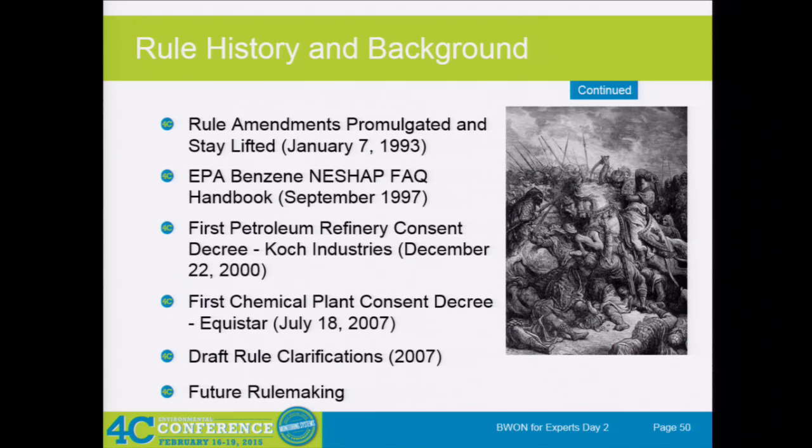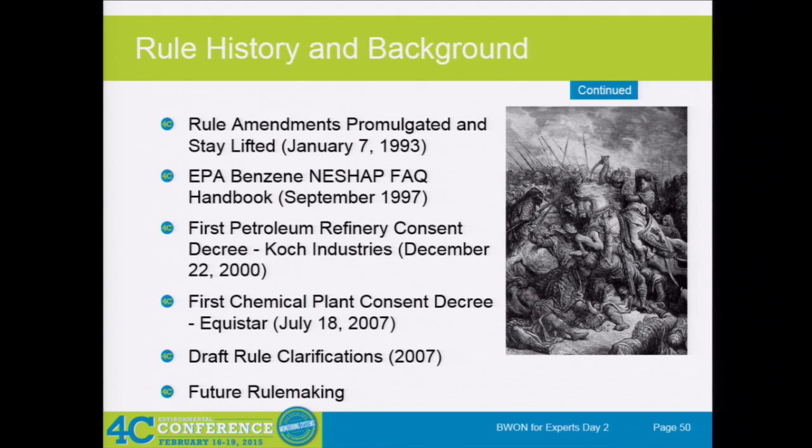And then people still had a lot of confusion, a lot of questions. The BWON rule is pretty poorly written. It's very hard to interpret. And so EPA came out with an FAQ document, which is on your flash drives. It breaks down common questions, answers, EPA's responses. And that was in '97, and people took the document.